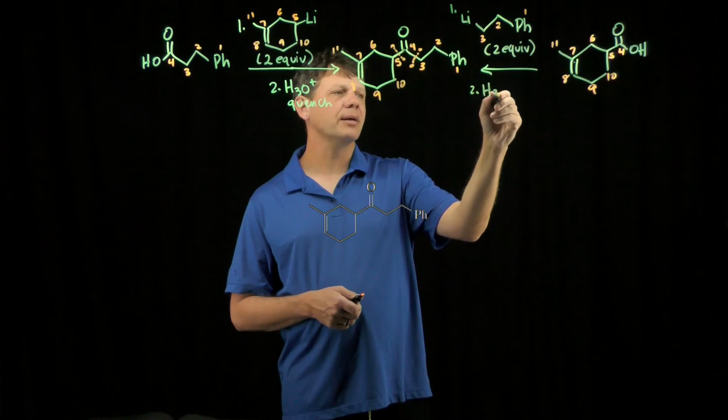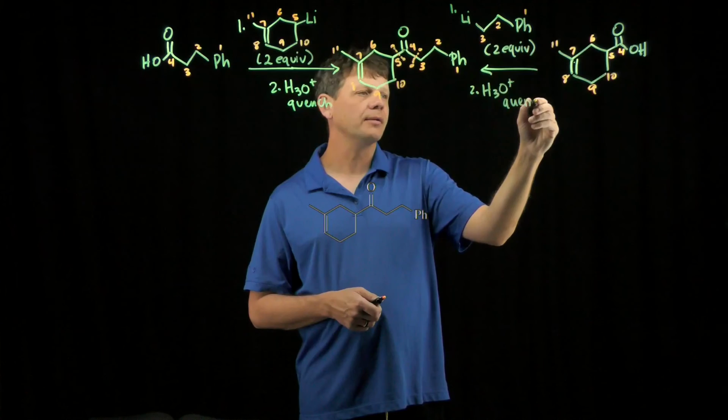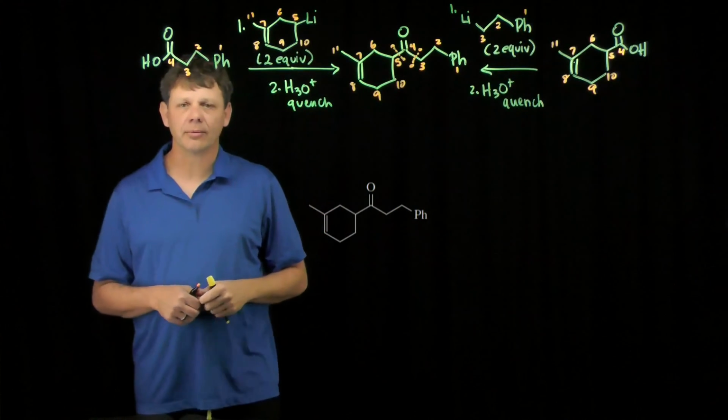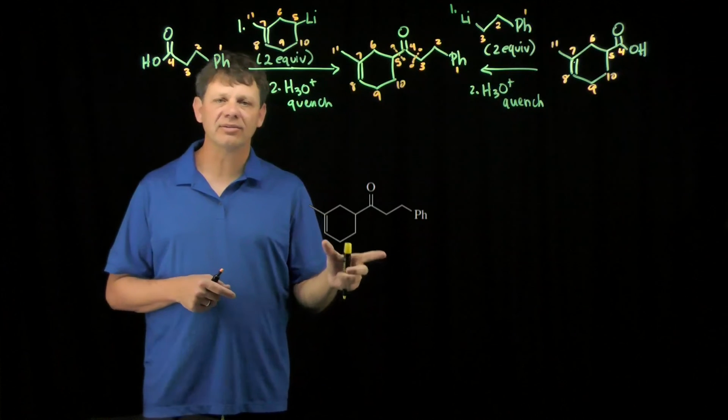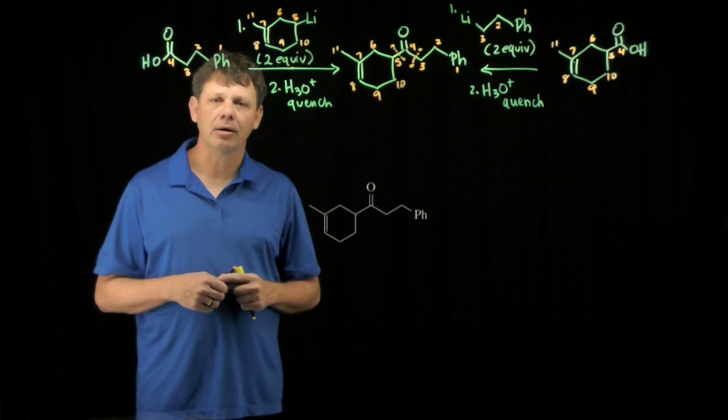And then the last step is the acid quench, which converts that dialkoxide into a diol, which then collapses to give the ketone. These are the 2 ways we can synthesize the ketone on screen using an organolithium and a carboxylic acid.